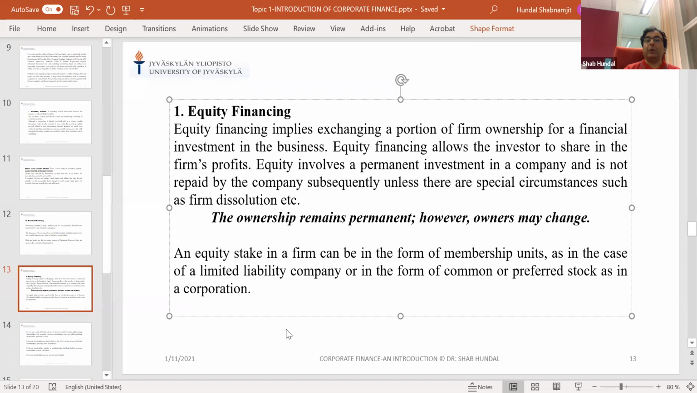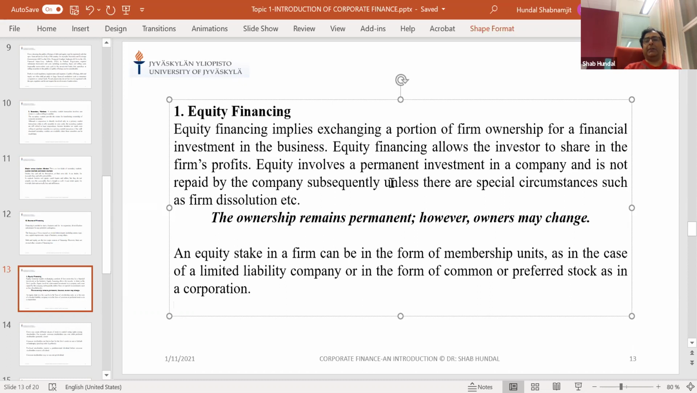And when you are owning the firm, then you have a claim on the firm's profits. And this claim on the firm's profit commensurates with the amount or the value of investment you have in the firm.